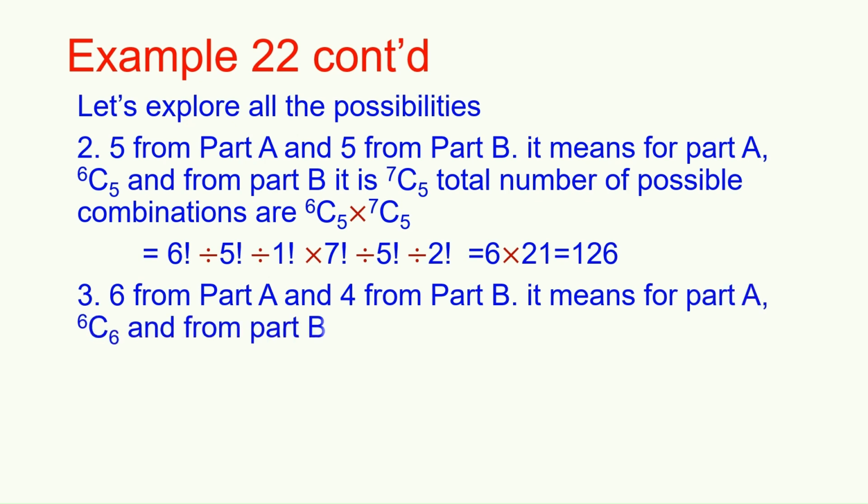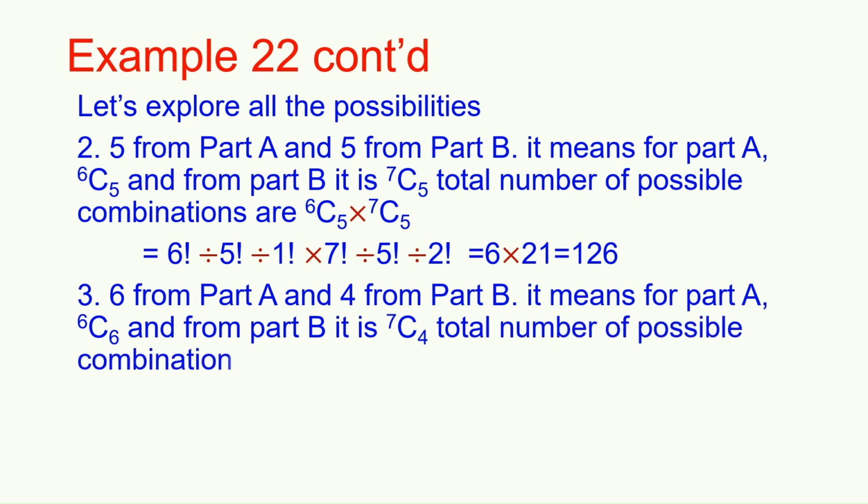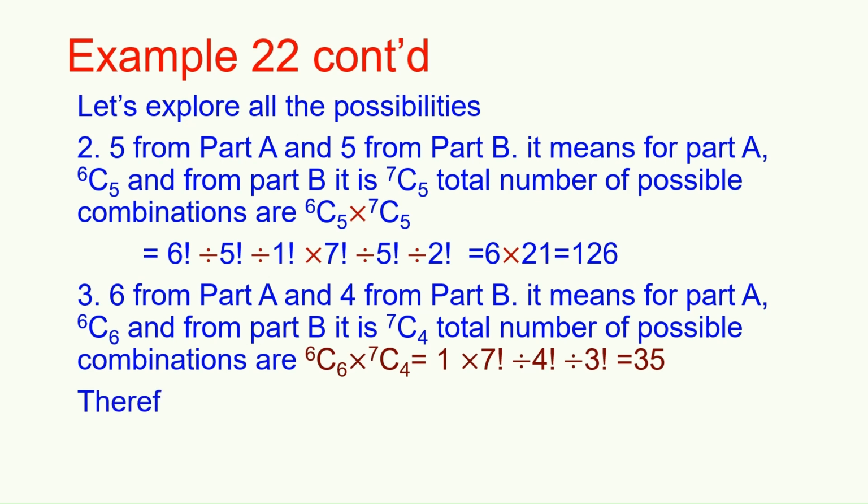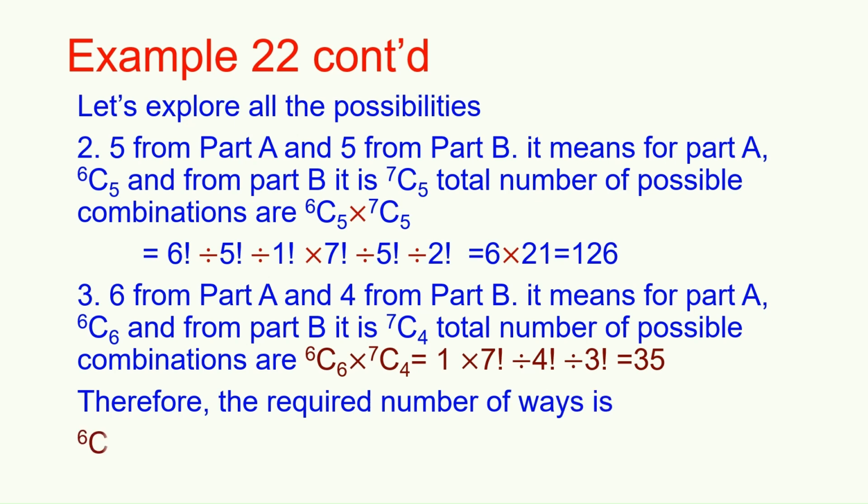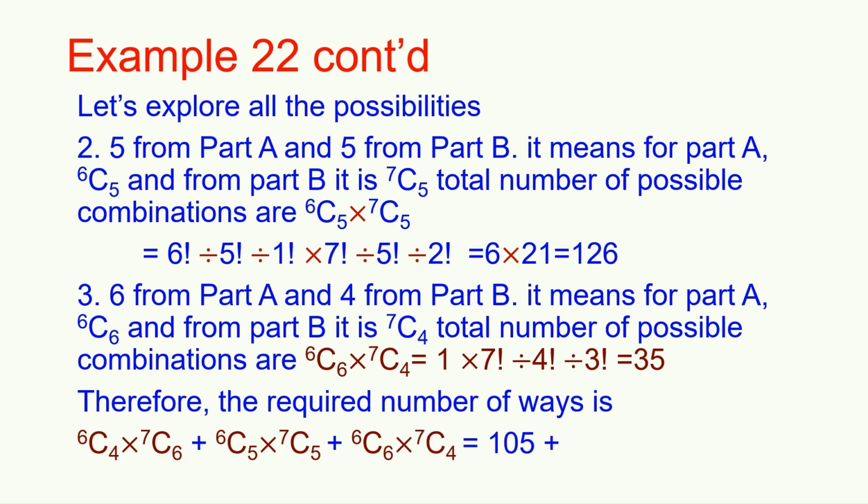In the third scenario, 6 from part A and 4 from part B. It means for part A, 6C6, and from part B, 7C4. Total number of possible combinations is 6C6 times 7C4 equals 1 times factorial 7 divided by factorial 4 divided by factorial 3, equals 35. Therefore, the required number of ways is 105 plus 126 plus 35 equals 266.